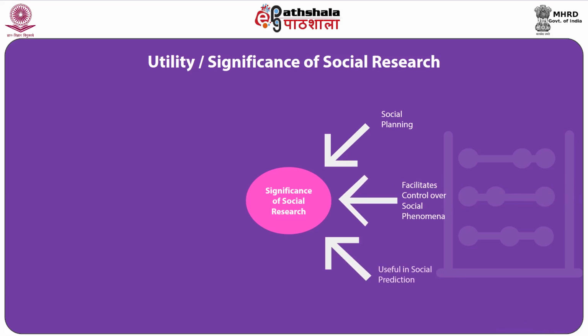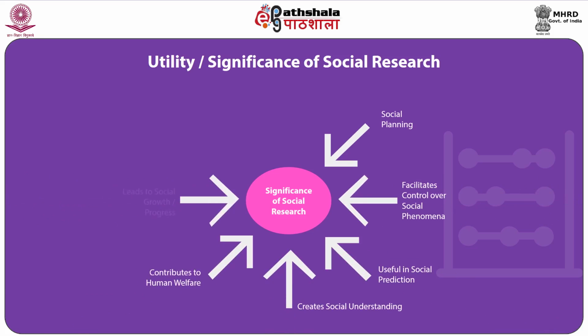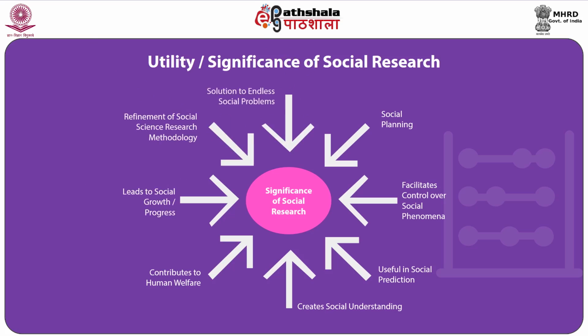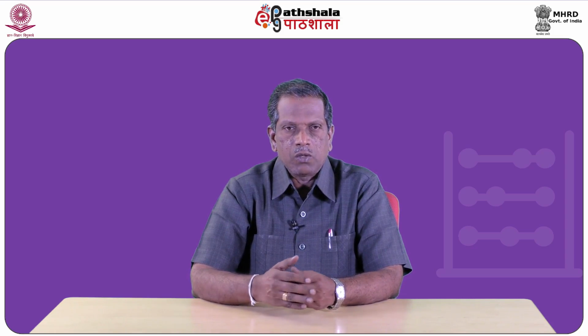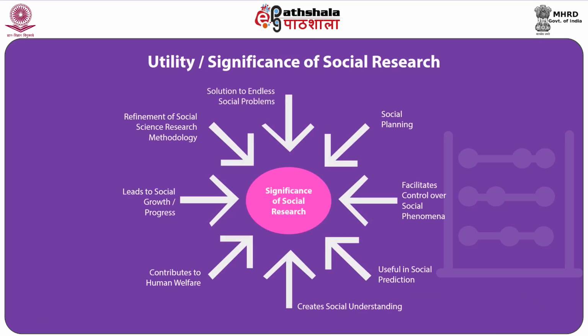First and foremost is social planning. Information is extensively useful for the formulation and implementation of social plans so as to improve the socio-economic conditions of people. Second, it facilitates control over social phenomena. Here social research generates knowledge about the organization and working of society and its institutions, which will be useful for exercising control over social phenomena so as to maintain peace and harmony among the people. Thirdly, social research is useful in social prediction, which is a fundamental one. Social research affords a sound basis for predictions in a large number of situations.